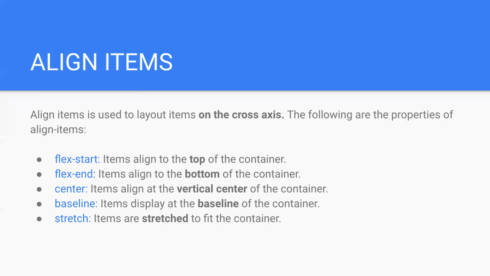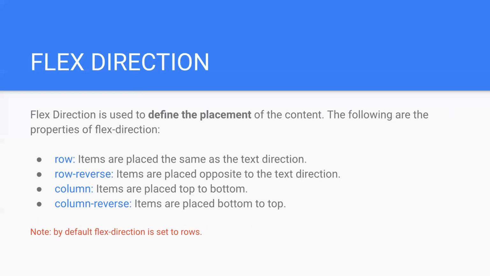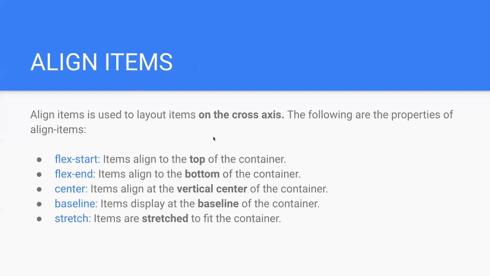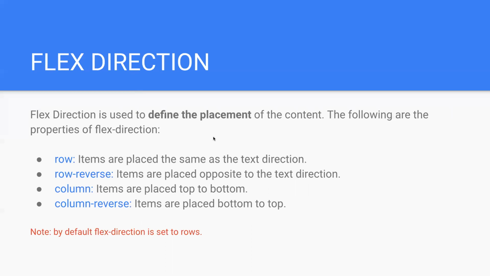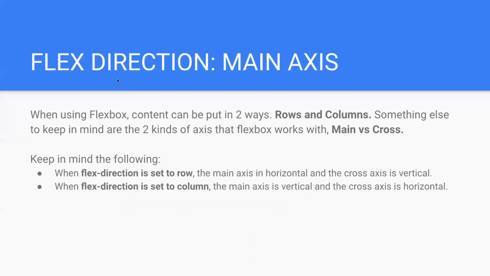I'm understanding that people are okay with what I'm saying over here. Okay, so align items. Now we have flex direction. Flex direction is used to define the placement of the content, right? And we know its properties. It has row, row reverse, column, and column reverse. All right. So now flex direction is extremely important to understand.